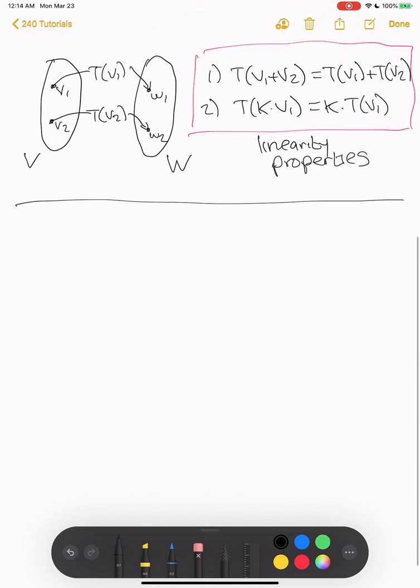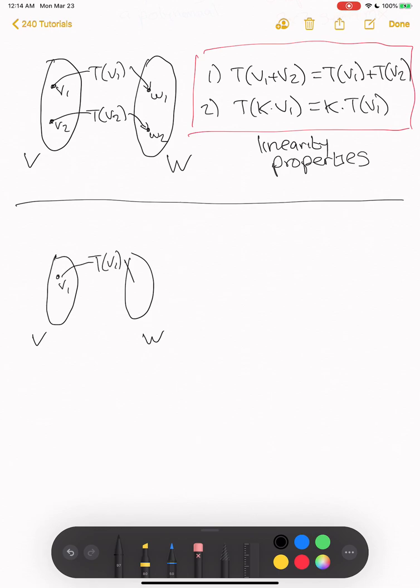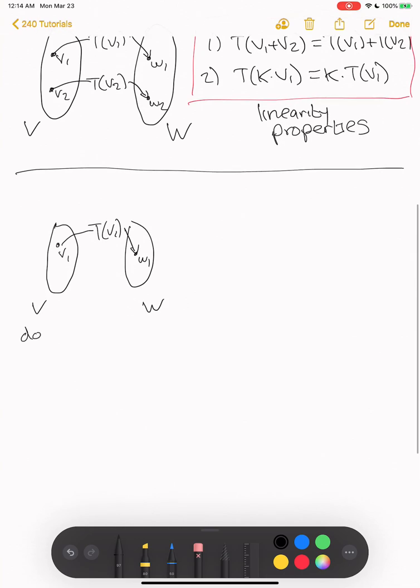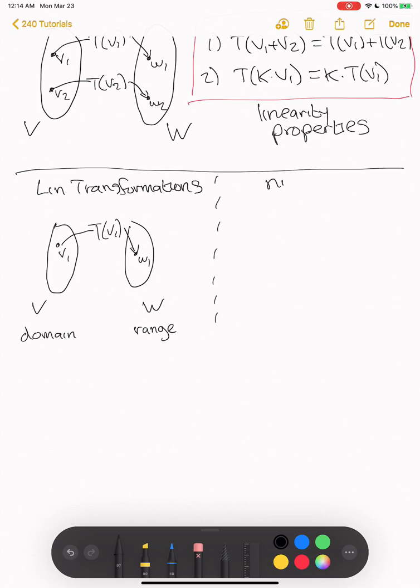So I'm going to redraw this graph here. I have a V and a W, and I have some V1 getting sent here to a W1. V is my domain, and W is my range. So my point here is that this is not the first time you've seen me draw this graph. We actually drew this graph a while ago when we were talking about null space and column space.